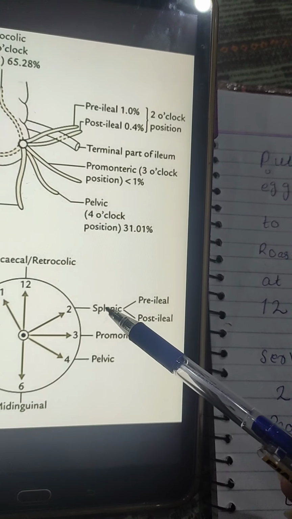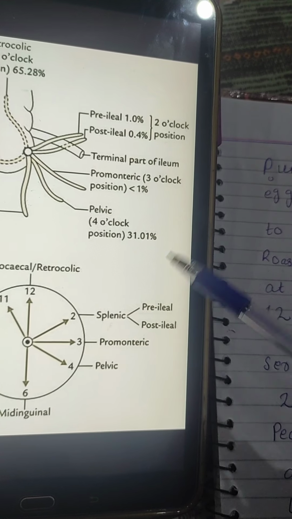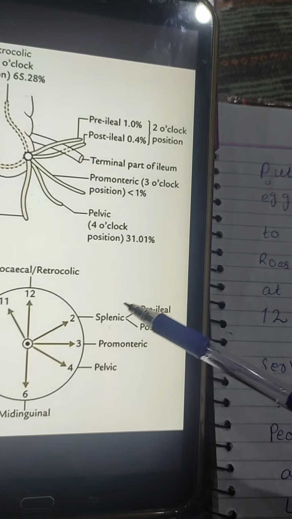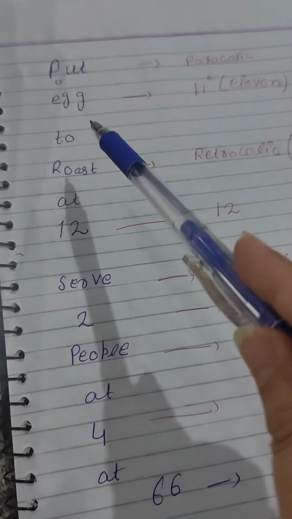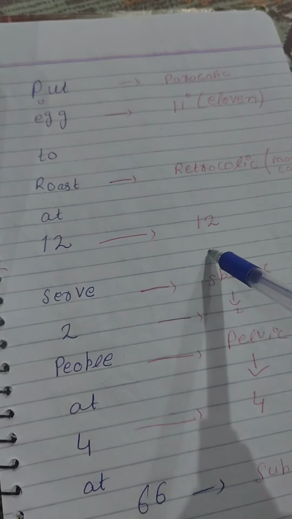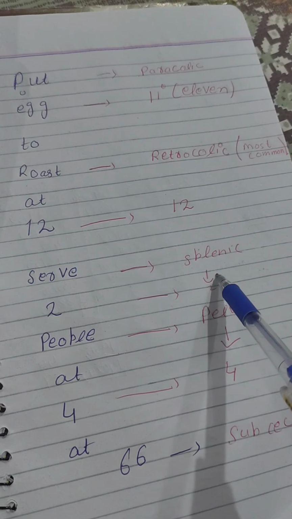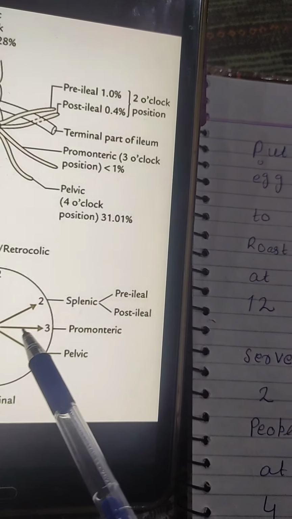After that we have the splenic position. Spleen is on the left side, on the left hypochondrium side. So we will say that if appendix is upward and to the left, then this is known as splenic position. So for that I said put egg, paracolic 11, to roast at 12, means retrocolic 12 o'clock position. Serve 2 people. So serve, splenic, it will be splenic 2. It is 2 o'clock position. So splenic is 2 o'clock position.